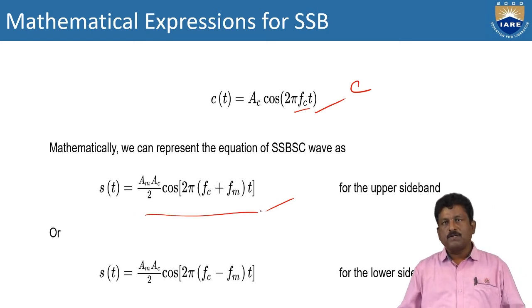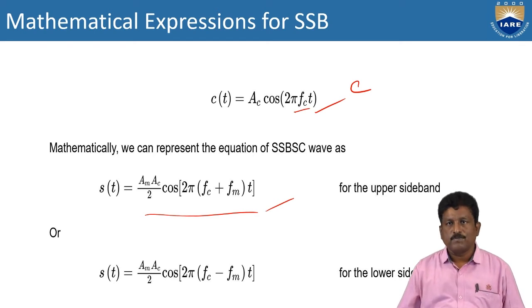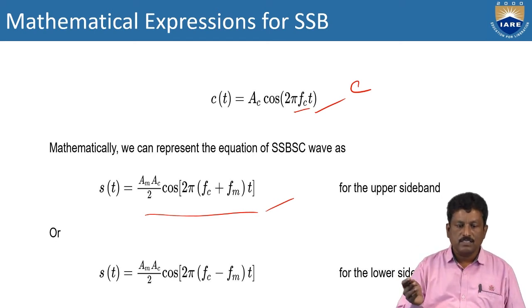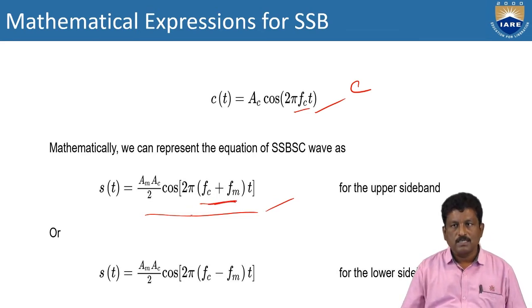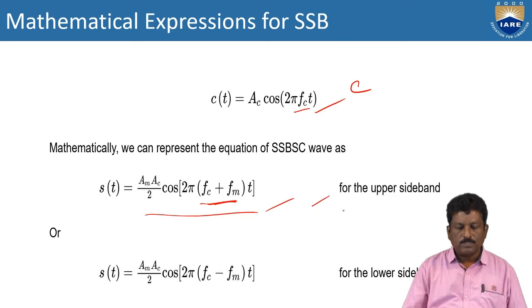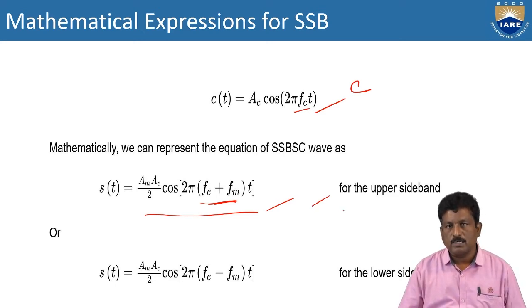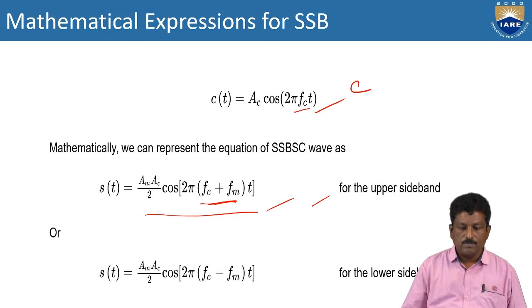Take the upper sideband, meaning FC plus FM, so it is above the carrier frequency. So we get the expression AM AC by cos 2 pi (FC plus FM), where FC plus FM is the upper sideband frequency. The mathematical expression for the upper sideband of SSB is S of t equal to AM AC by 2 cos 2 pi (FC plus FM).